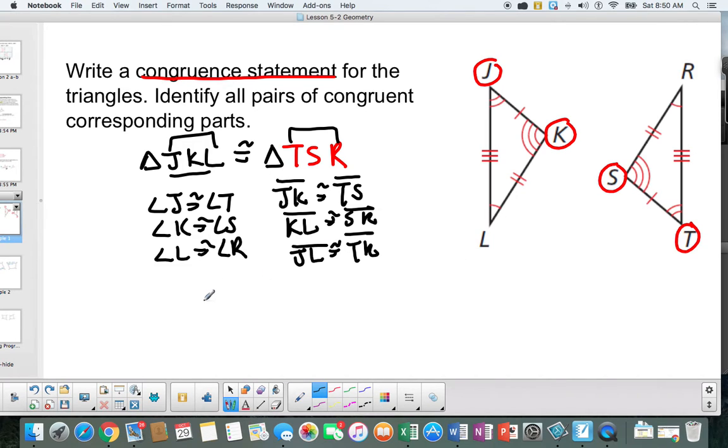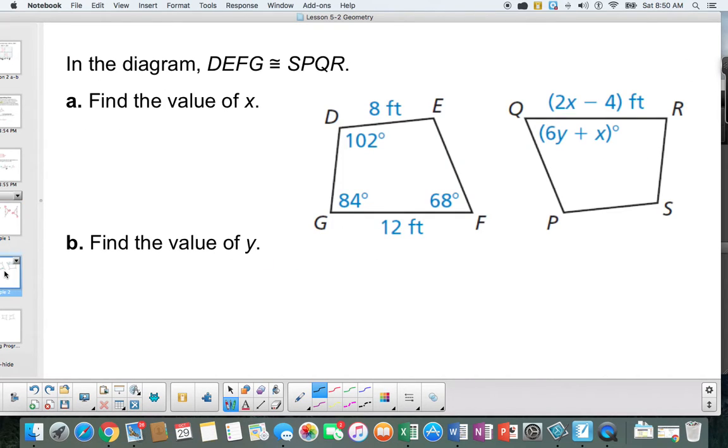And once you identify 3 pairs of angles and 3 pairs of sides, you've identified all the congruent corresponding parts. Okay, we would like to find the value of x, and this tells me a lot.